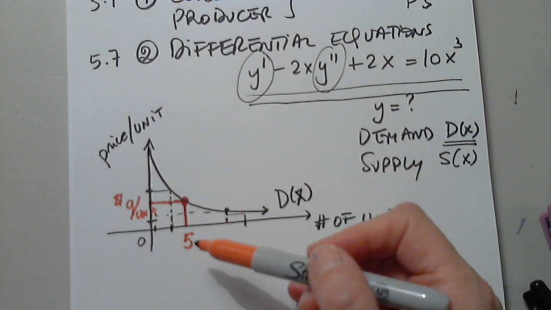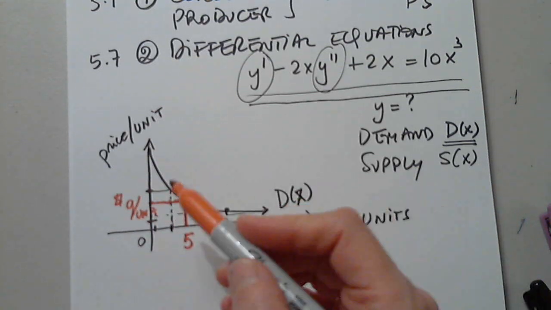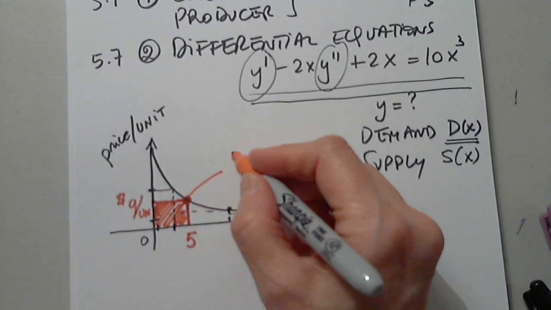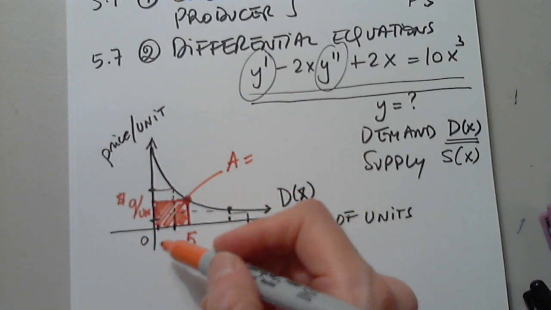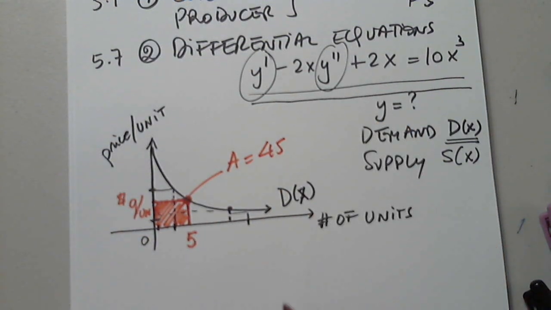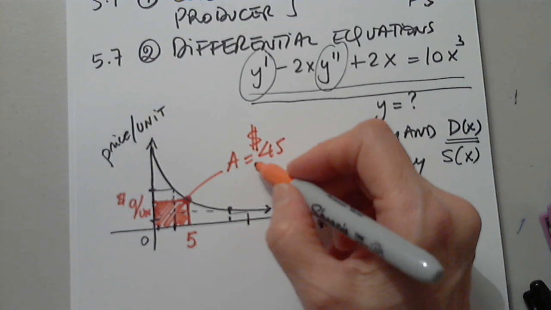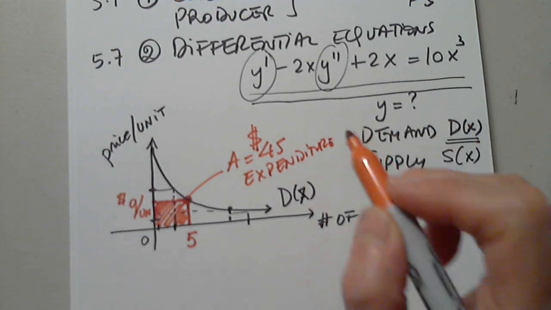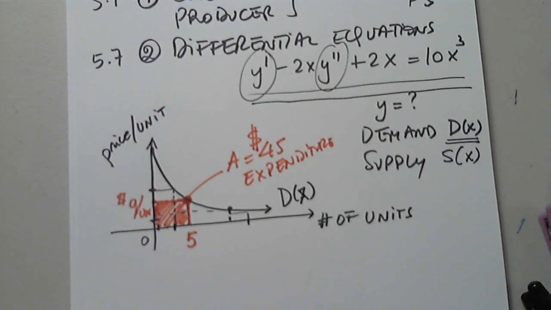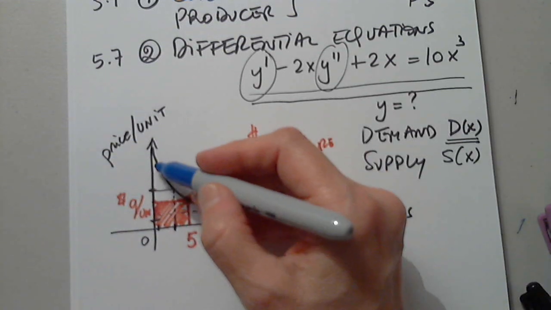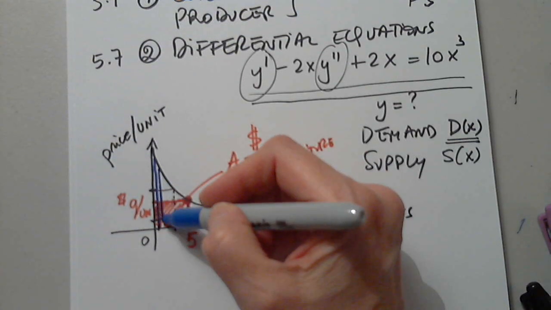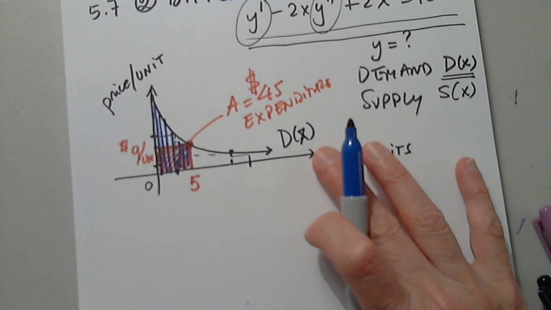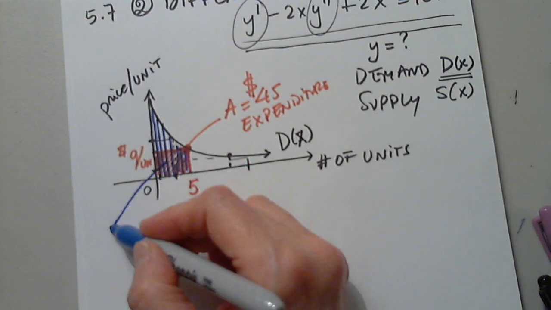How much will it cost us? 5 times 9. What is that? It's the area of this rectangle. So the area is base times height, 5 times 9, 45. This is in dollars, and this is our cost or expenditure. But look at what really happens here. The entire area under the demand function is what we are willing to pay.